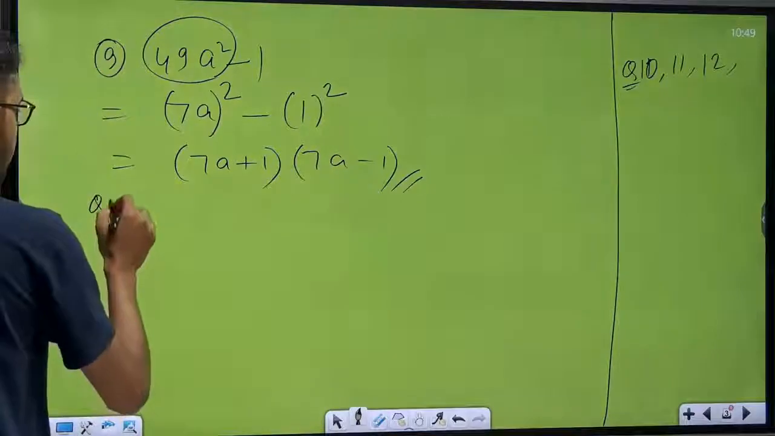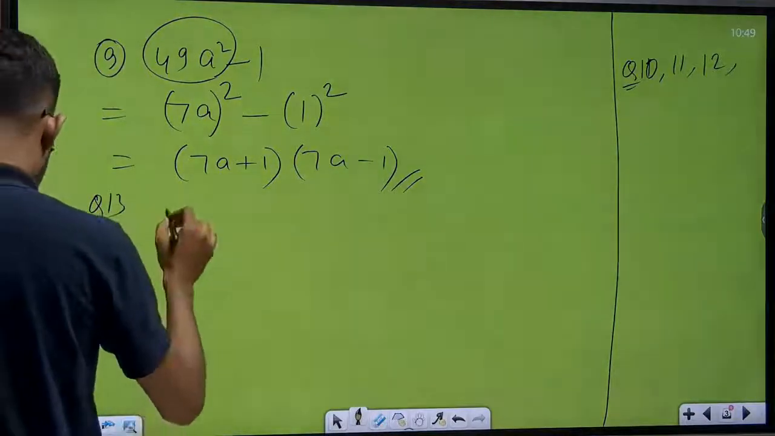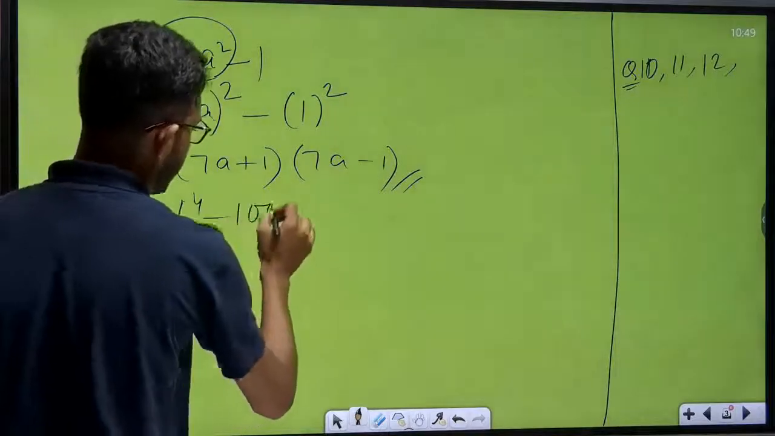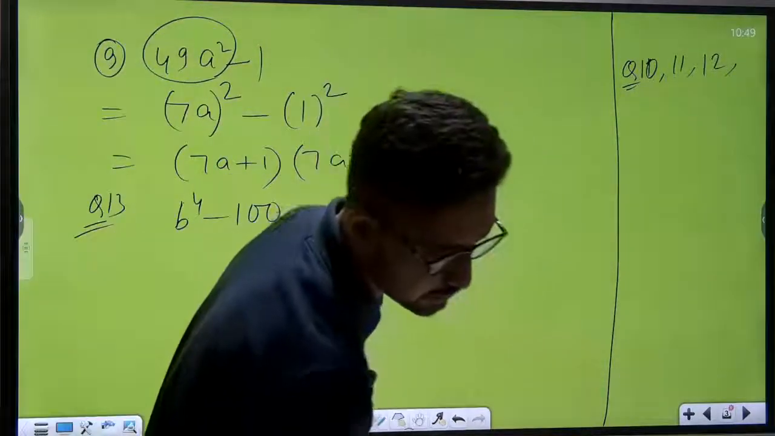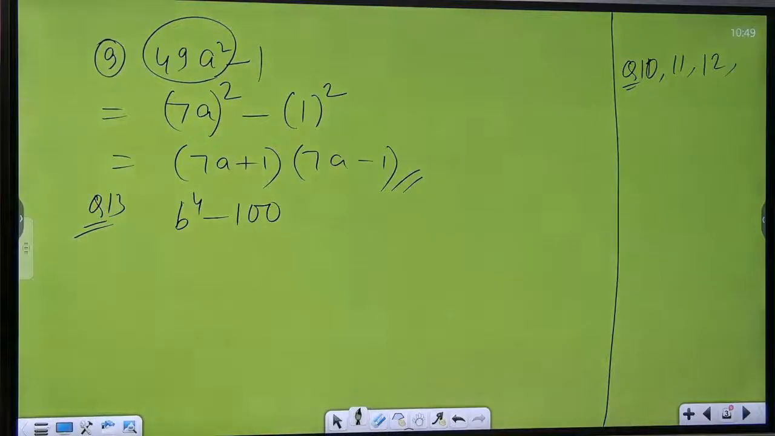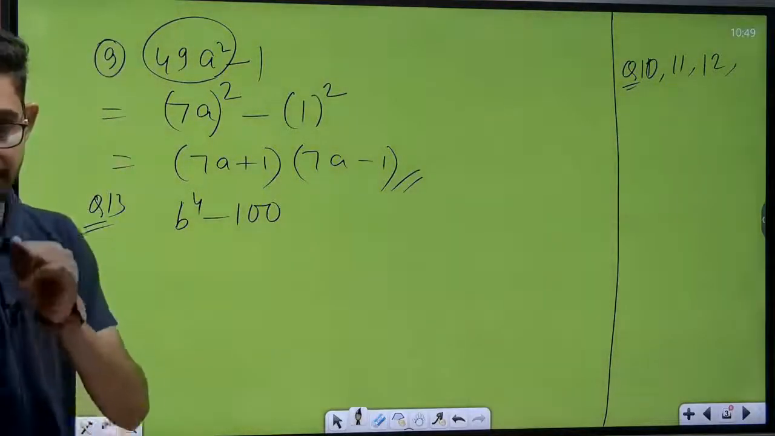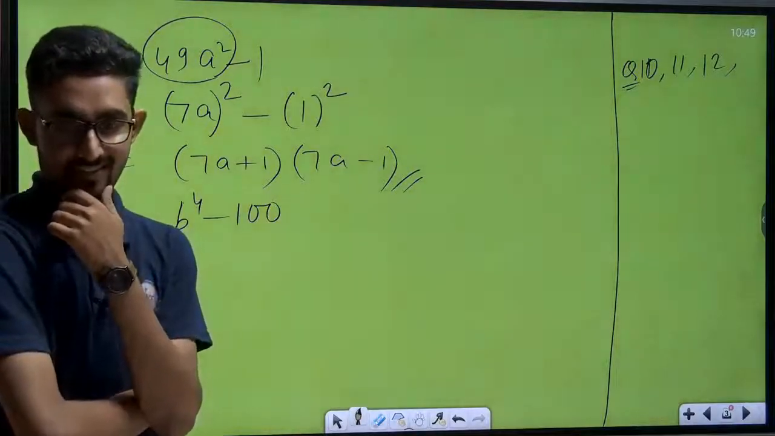Now I will do question number 13. So b to the power 4 minus 100. Yes, this is a very good question. So in this question you have to think what is the value of a and what is the value of b. Yes, think, all of you.